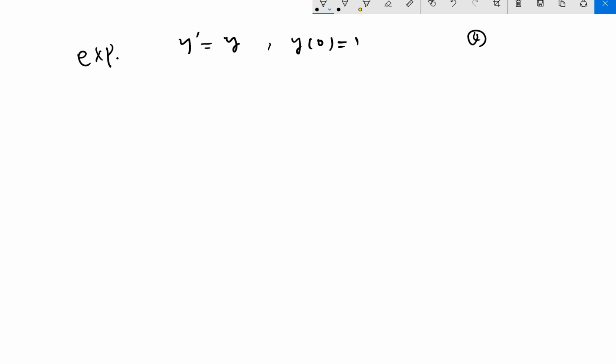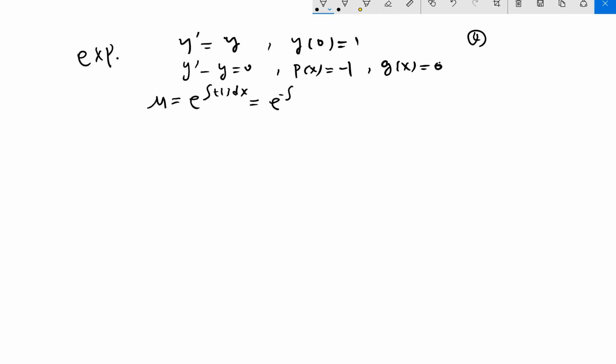Now, this is equation 4. First of all, is this equation linear? Obviously, yes. If you want to write it in that form, it's y prime minus y equal to 0, with p(x) here being minus 1, and g(x) obviously 0. Therefore, we can use our formula 2 to solve it. First of all, find our mu. Mu here is e to the integral of p(x), which is minus 1 dx, equal to e to the integral of minus dx. So that gives you e to the negative x. So we find the mu.